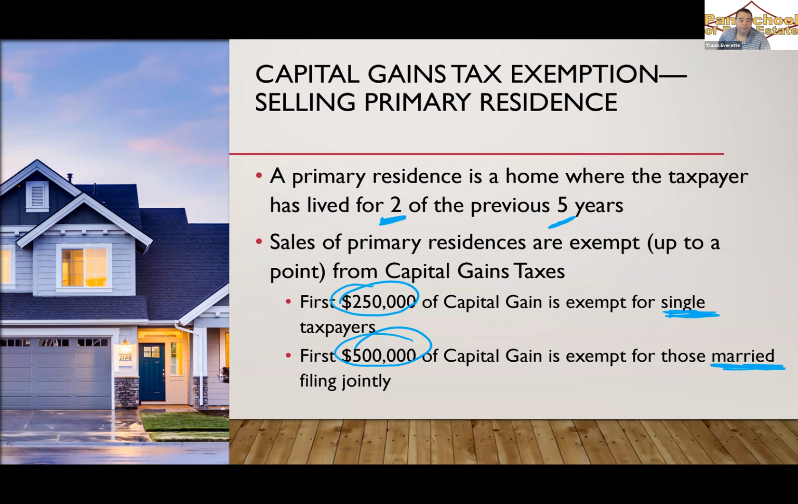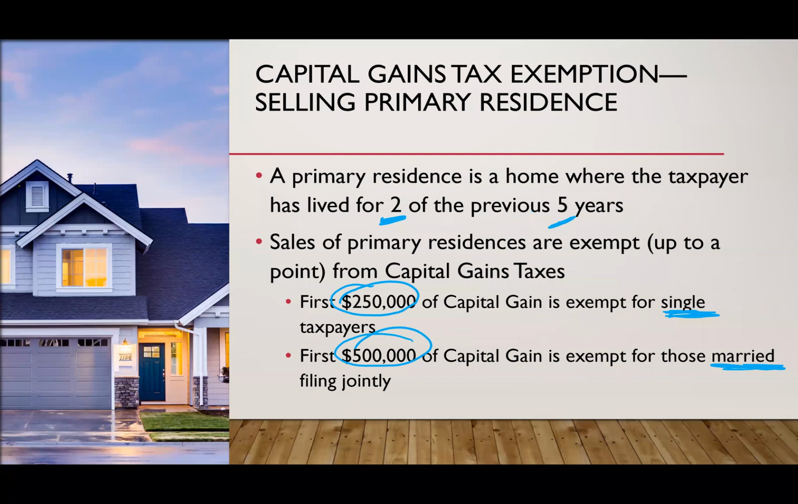If you happen to be a single person and you had a $300,000 gain on your property, first of all, it's nice to be you. But secondly, you wouldn't pay tax on the whole 300. You would still get the first 250 tax free. You would just pay tax on the amount above that.